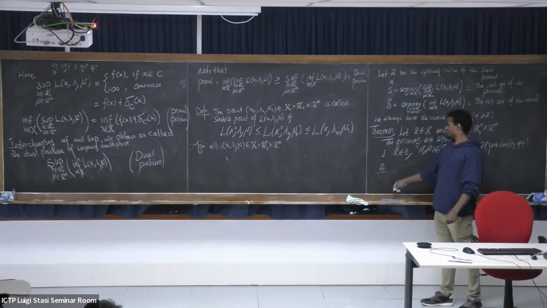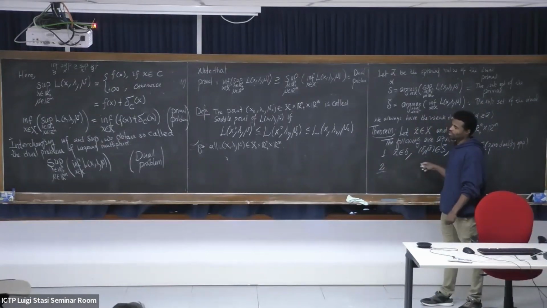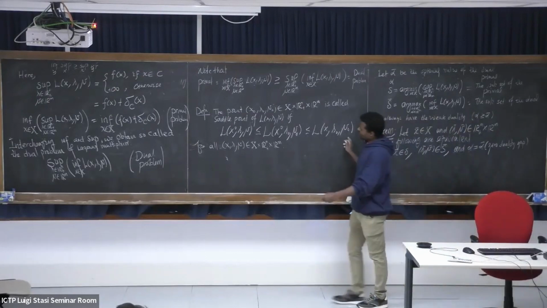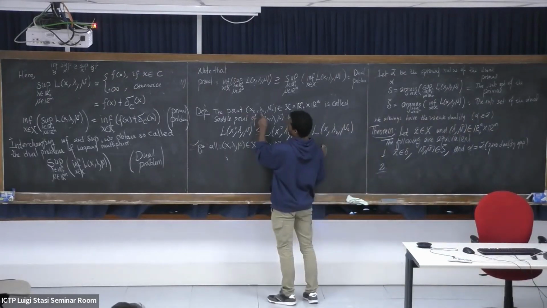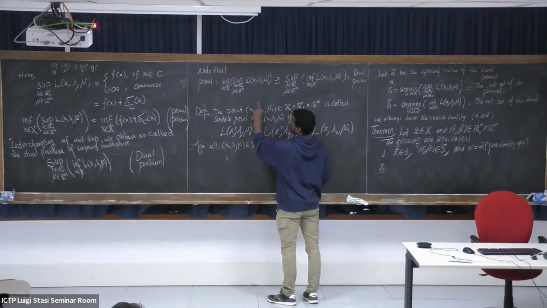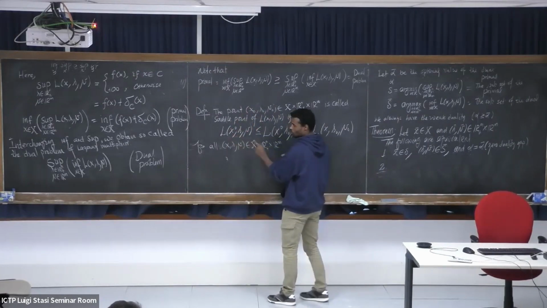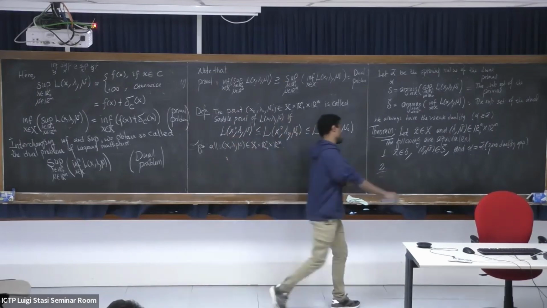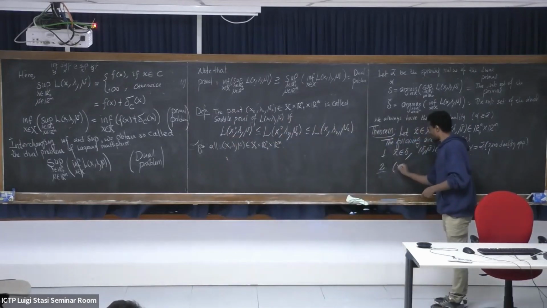Second is if it is a solution, if x naught, y naught, z naught is a solution of the minimax problem, then it is a saddle point. They are connected by if and only if. X bar, lambda bar, mu bar is a saddle point.